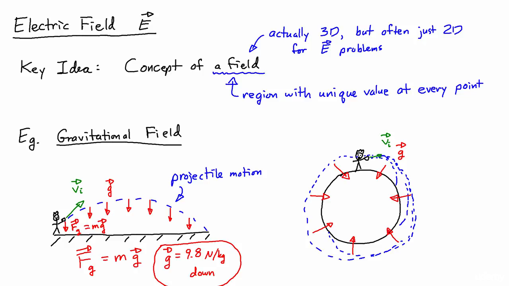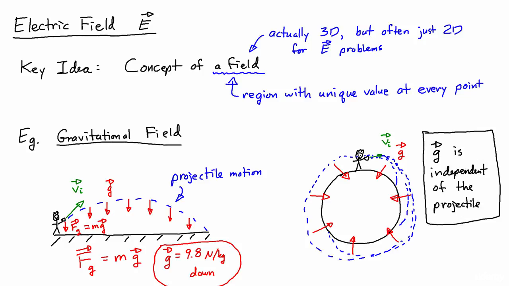So this portion on the right describes the gravitational field close to the planet Earth. The neat thing, or the important thing to notice about this, is that g, the gravitational field, is independent of the projectile. So again, remember we have Fg, the force of gravity, is equal to the mass of the projectile times g. And the force that that object feels depends on the object.